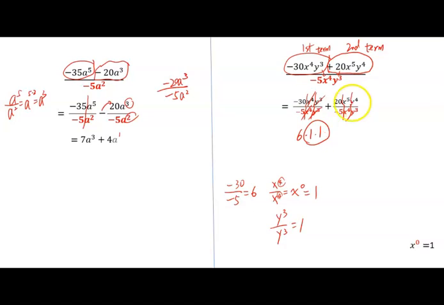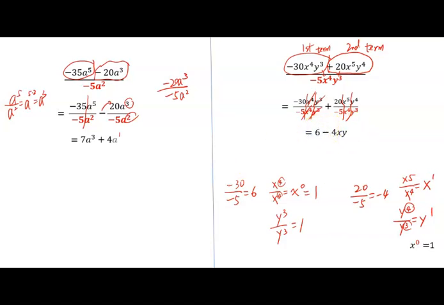Okay, now on the right here, we're going to do the same thing. 20 divided by negative 5 gives us negative 4, which is right here. And x^5 divided by x^4, we apply the formula. 5 minus 4 is 1, and that 1 can be omitted. And finally, y^4 divided by y^3. So 4 minus 3 also gives us 1. And the 1 can be omitted. So that's how we get the answer.